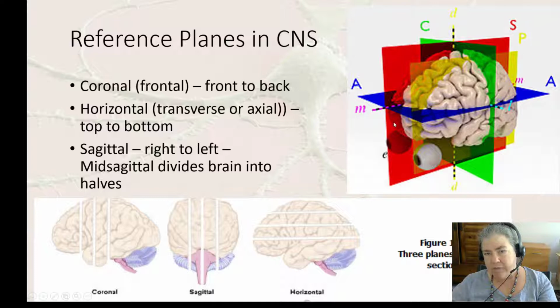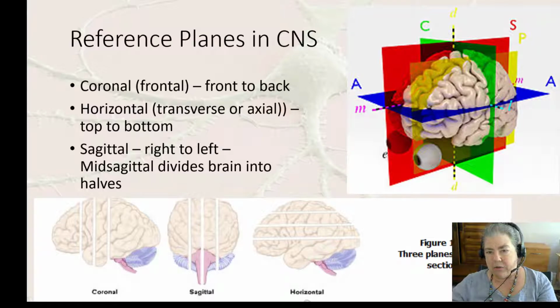And then there's the sagittal plane. And the sagittal plane proceeds from right to left. There is a particular sagittal plane that we call the mid-sagittal plane, in which the plane separates the brain into left and right hemispheres. Okay, so that's the mid-sagittal plane. So these are the three planes that I want you to understand. I could ask questions, I could show you a picture, and ask you if what you're looking at is coronal, axial, or sagittal.